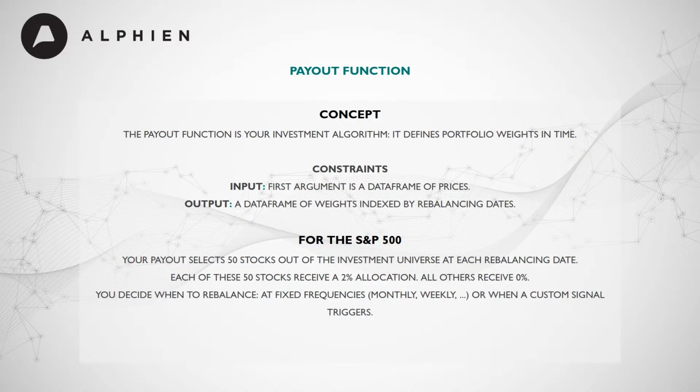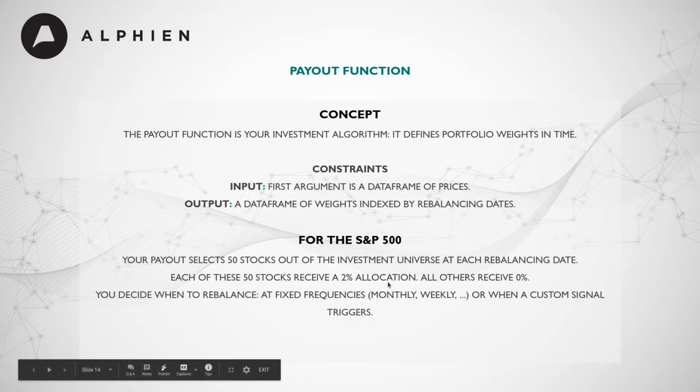And very quickly, the payout function, the concept is really that it is your investment algorithm. So in the context of this competition, it means that this is in the payout function that you select 50 stocks out of the investment universe at each rebalancing date. Okay, so at each rebalancing date, you select 50 stocks. They receive 2% allocation each, and all the other ones receive 0. That's one of the requirements.